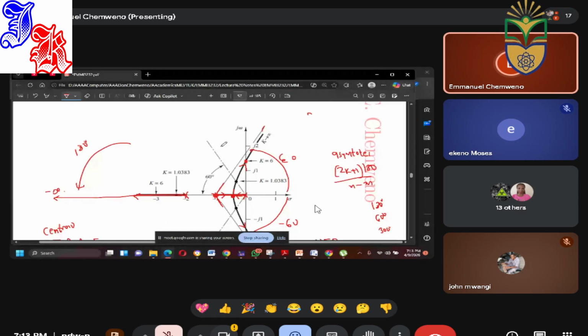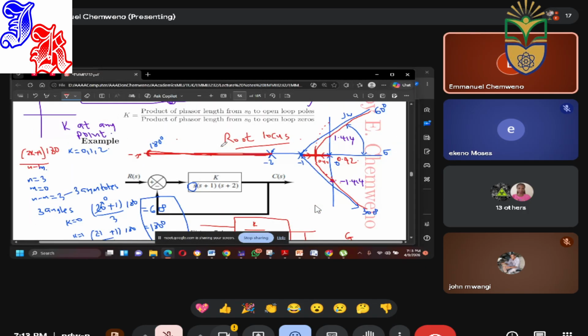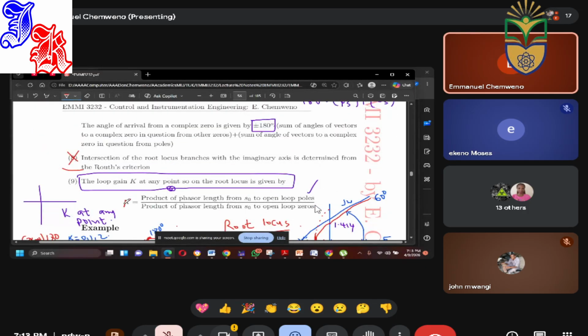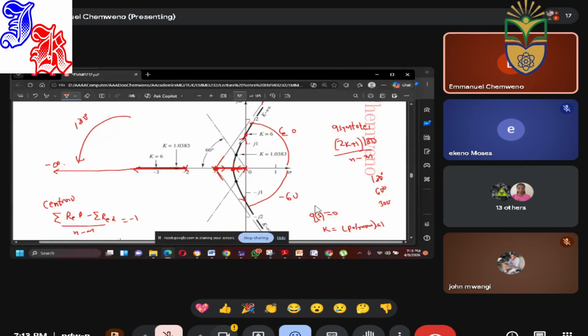Now, finally, rule number 9. It says the gain at any point is the product of the phasor length from that point to open loop poles over the phasor length from that point to open loop zeros. Now, what is the gain at this point? K. At this point, if you want to calculate K, I will simply do this.